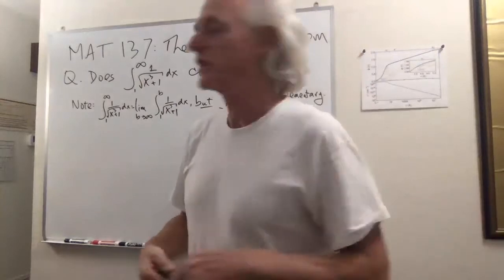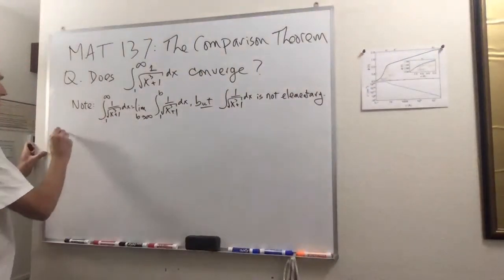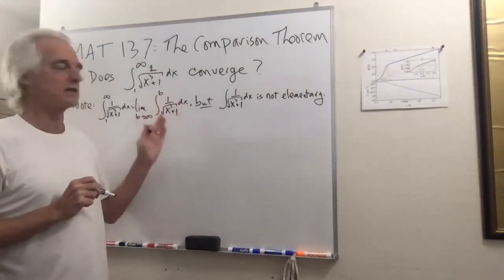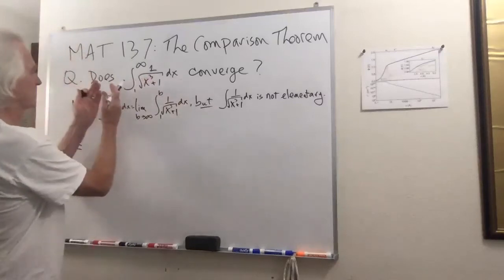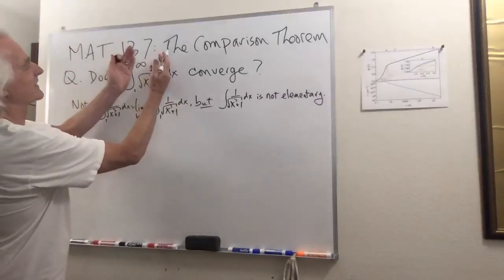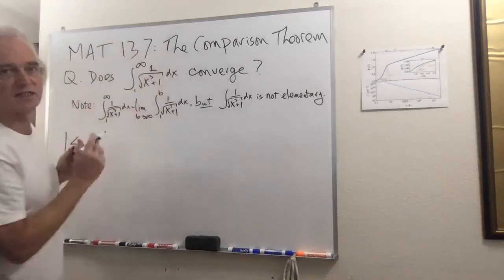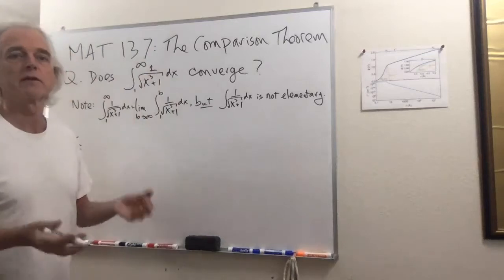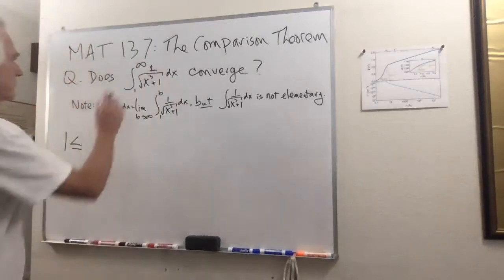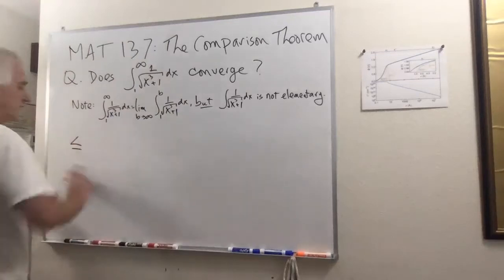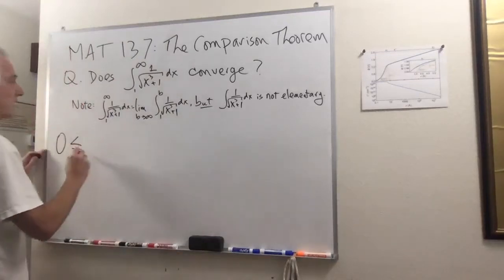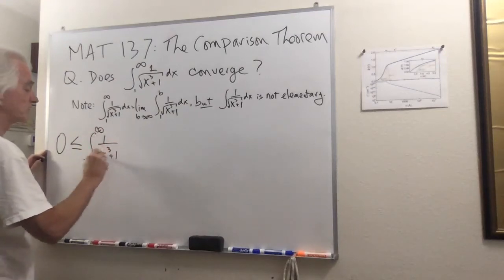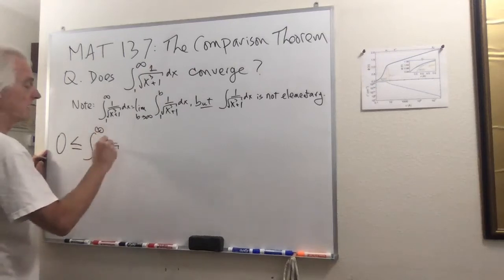So let me start with this. First, it's important when you use the comparison theorem that the integrand, the function inside, is positive. I'm integrating from 1 to infinity of a positive function, so it will either converge or diverge to infinity. So it's not 1, it's 0. So 0 is less than the integral from 1 to infinity of 1 over the square root of x cubed plus 1 dx.